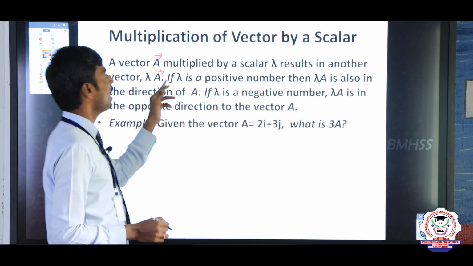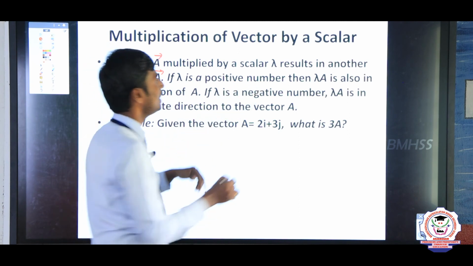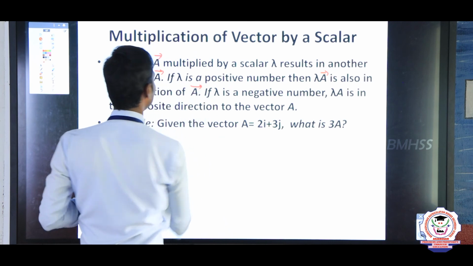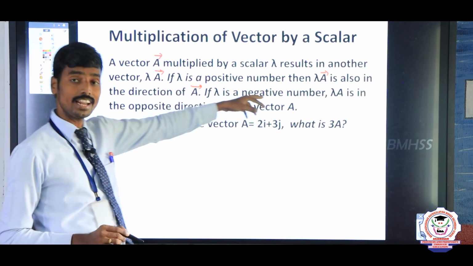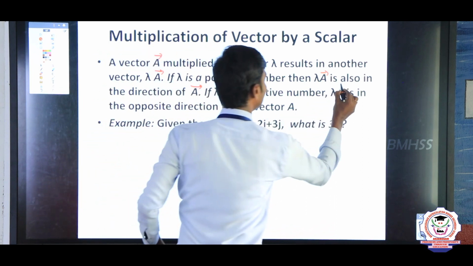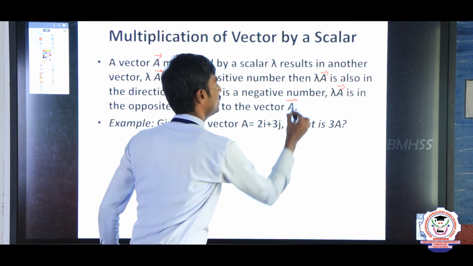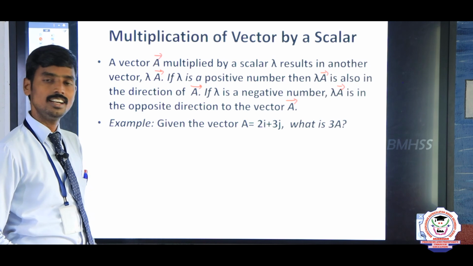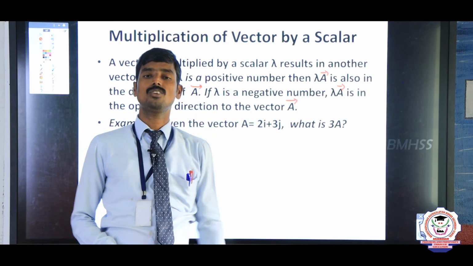See here, lambda is nothing but a scalar quantity. If the lambda value is a positive number, we get the answer lambda A vector also in the direction of A vector only. Note this point, very important. The next one is when the lambda value is negative. Then lambda A vector is in the opposite direction to the A vector. This is a very important concept. Dear students, the multiplication of a vector by a scalar means we get the answer only as a vector quantity.